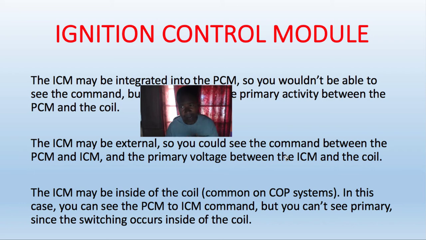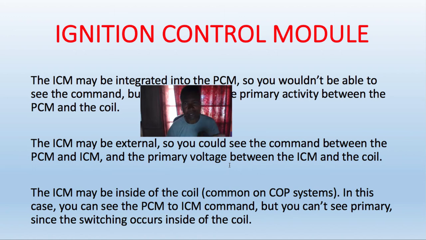Now that's another setup. Some of the newer cars now have something called coil on plug, meaning they don't have a distributor and no wires and no distributor cap. Basically, the coil is sitting right on top of the plug. In this case, you can see the PCM and ICM command, but you can't see the primary since the switching occurs inside the coil. The coil sits right on top of the plug, so you can't back probe it to see the primary circuit like you would with any other electronic ignition circuit. You can, but it's a little harder.